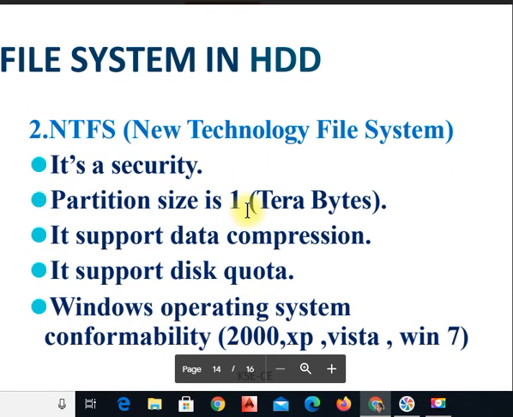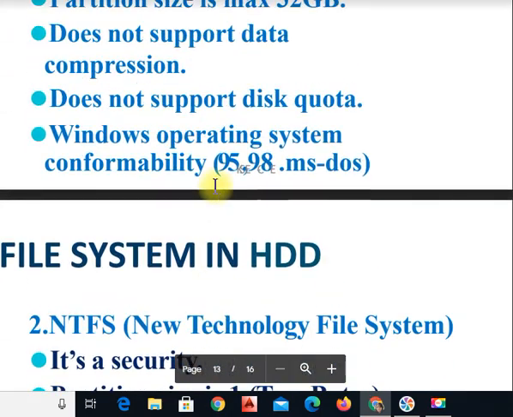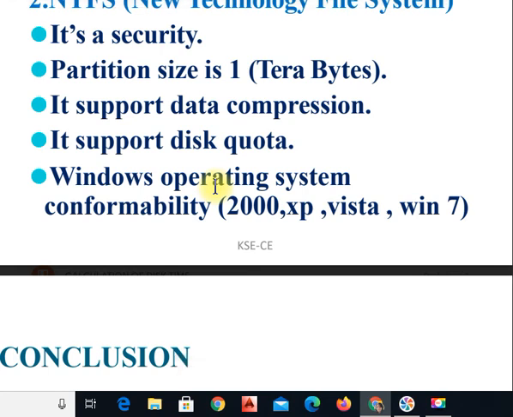Then file system in hard disk. So file system in hard disk supports NTFS, which is a new technology file system. Right now all our PCs use NTFS, so it is secure. It may be asked in your exam, what is the difference between NTFS and the file system FAT. So it is a difference between FAT and NTFS. NTFS is more secure compared to FAT.